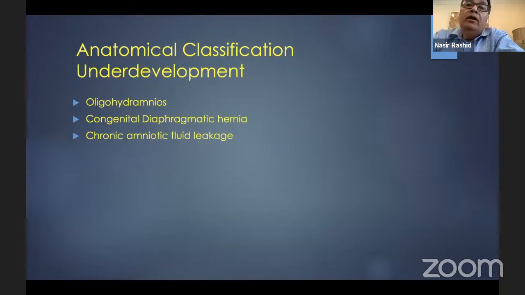Now, the third one is called underdevelopment. And underdevelopment, as the term implies, means the lungs are not well developed. They are not well developed either because of the low amount of amniotic fluid, or oligohydramnios. It can be because of a congenital diaphragmatic hernia or any kind of lung mass or chronic amniotic fluid leakage.